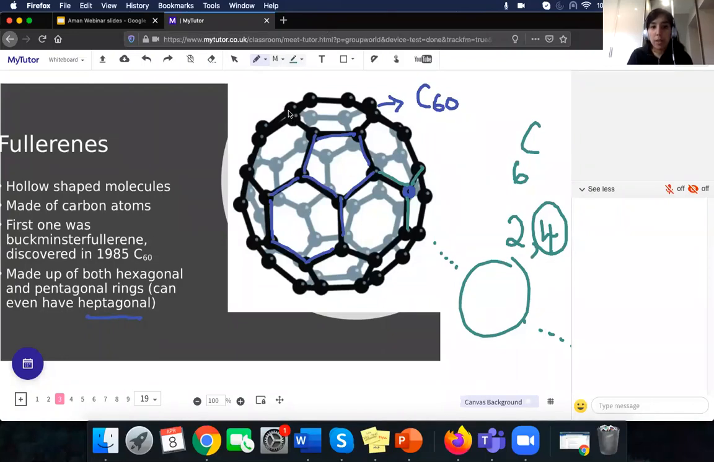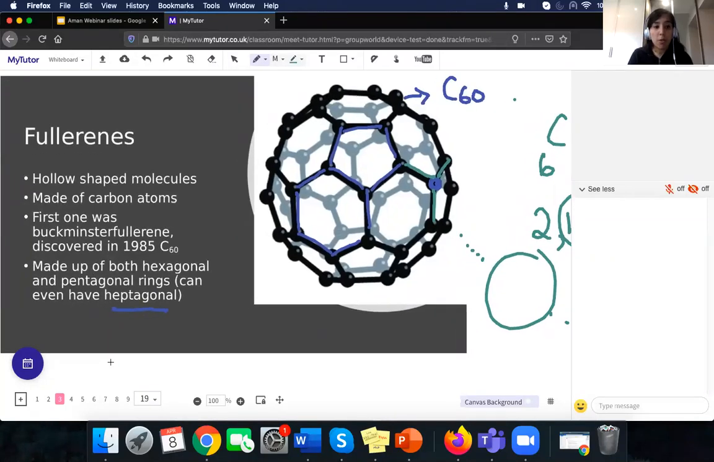Okay, does it being hollow affect it? We're going to come on to that in just a second and what that means for fullerenes. So let's move on then.